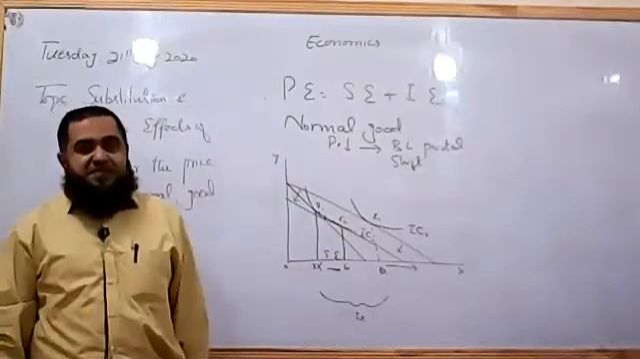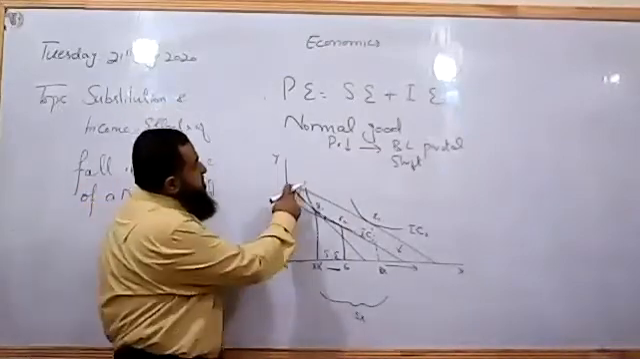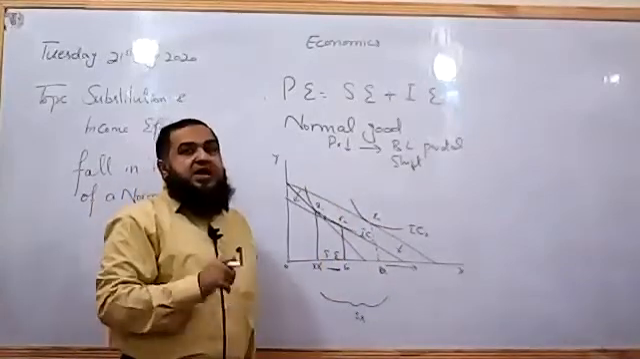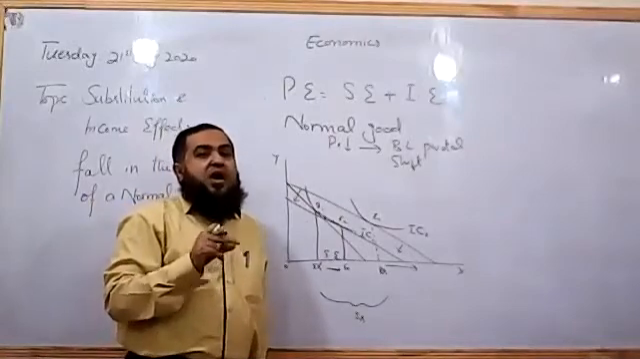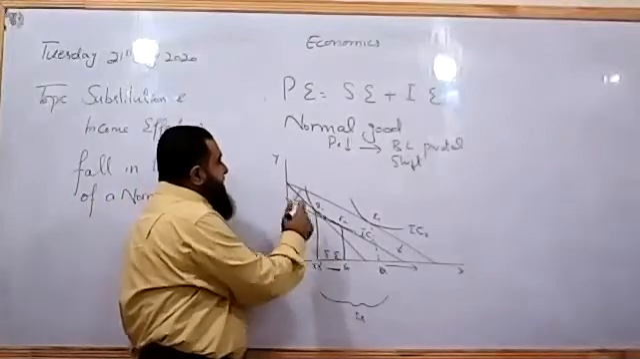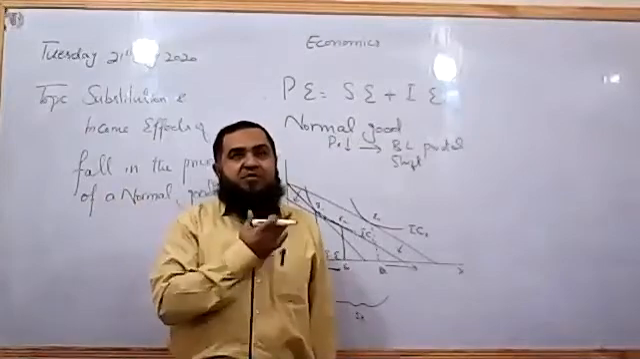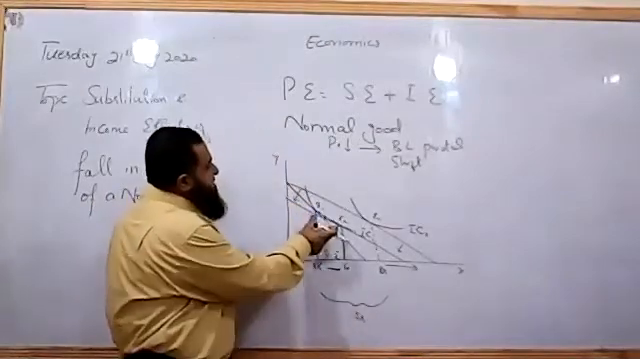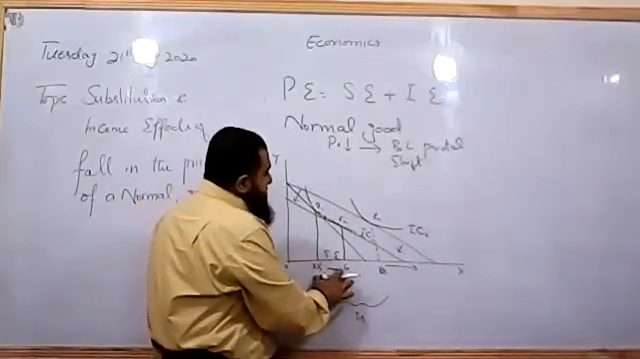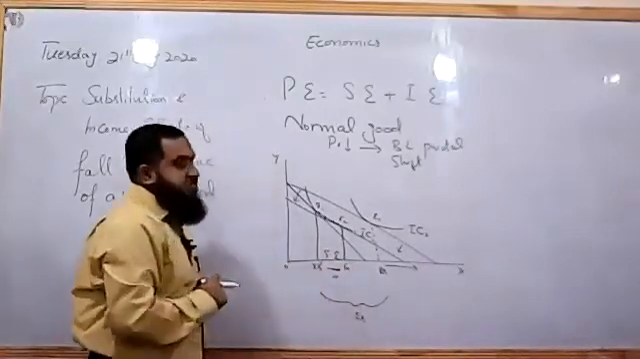So in order to see the substitution effect, this new budget line is shifted downward. At the new price level, he consumes more of X and decreases the consumption of Y. This gives us the substitution effect. The movement along the previous indifference curve from E1 to E2, the 2 units he is going to increase, are due to the substitution effect.